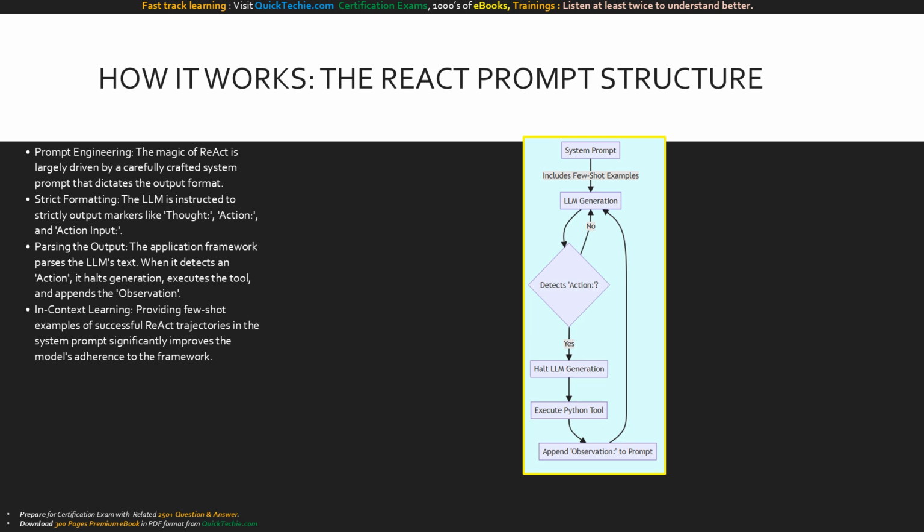This flowchart demystifies the orchestration layer. The system prompt initializes the LLM generation. As the text streams, our parser constantly checks, did the model output the word action? If no, it keeps generating. If yes, it immediately halts the LLM. It then executes the corresponding Python tool, takes the real-world result, appends it to the prompt under the heading observation, and restarts the LLM generation loop. It's a perfect dance between text generation and code execution.